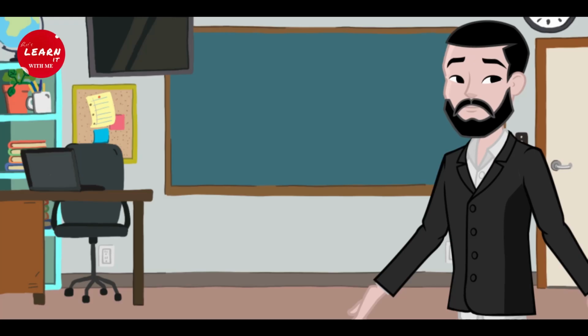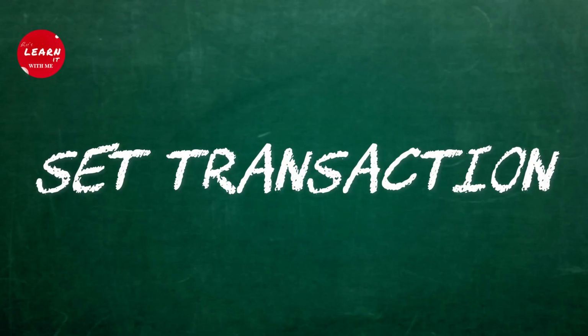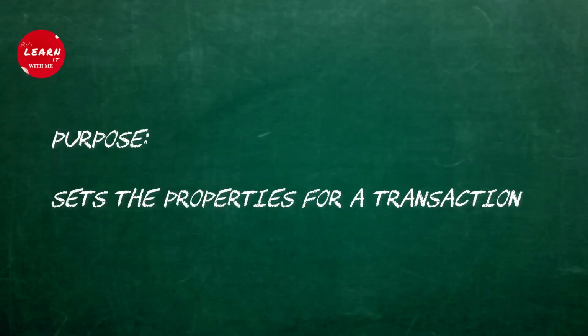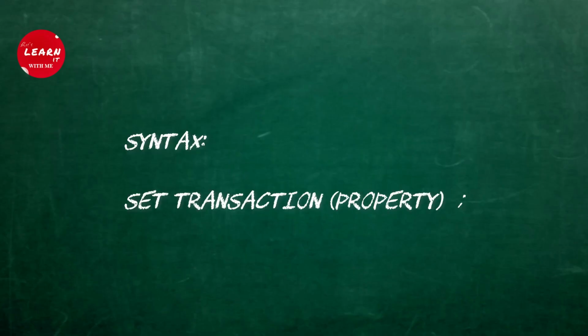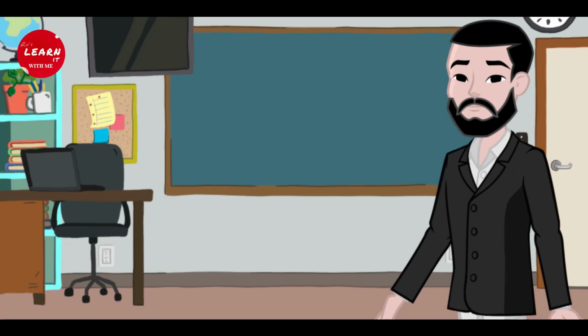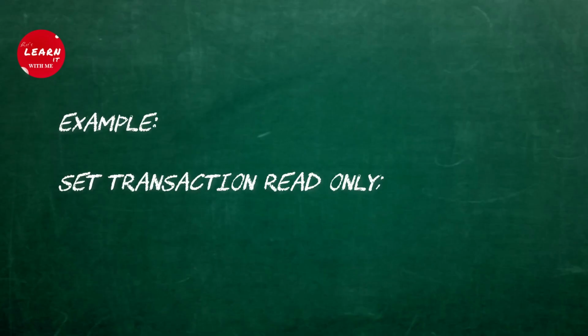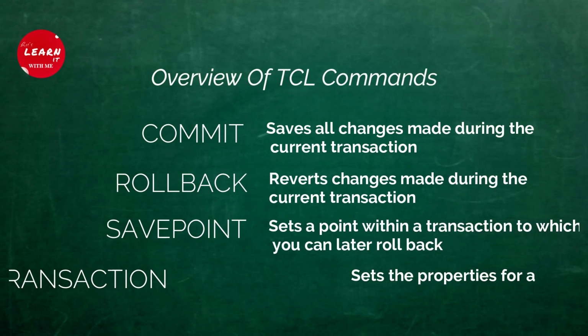undoing the deletion. Finally, we have SET TRANSACTION. SET TRANSACTION is used to define the properties of a transaction, such as its isolation level or read-only status. The syntax is as follows. Let's also see an example. This example sets the current transaction to read-only mode, preventing any modifications to the database. Here is an overview of commands.